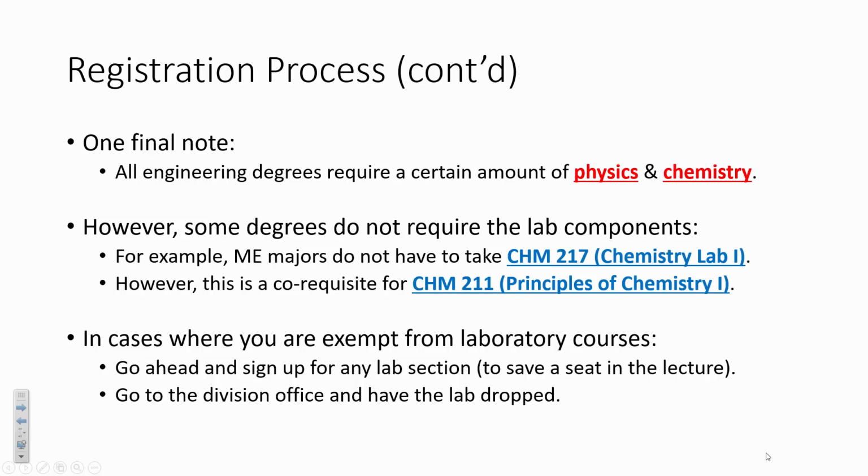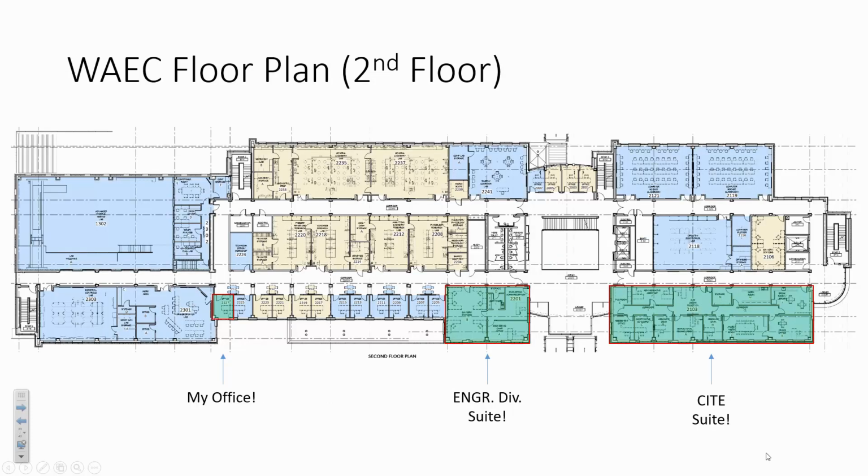Go ahead and register for the course, register for a lab. Just find a lab section that doesn't conflict with what you're currently taking, and then go to the engineering office and we'll manually drop you out of the lab. So you won't have to take the lab. You just need to register for it so you don't lose your seat in the course. Does that make sense?